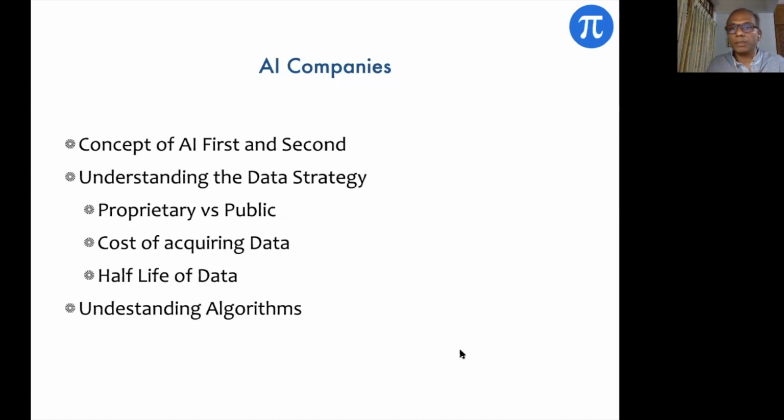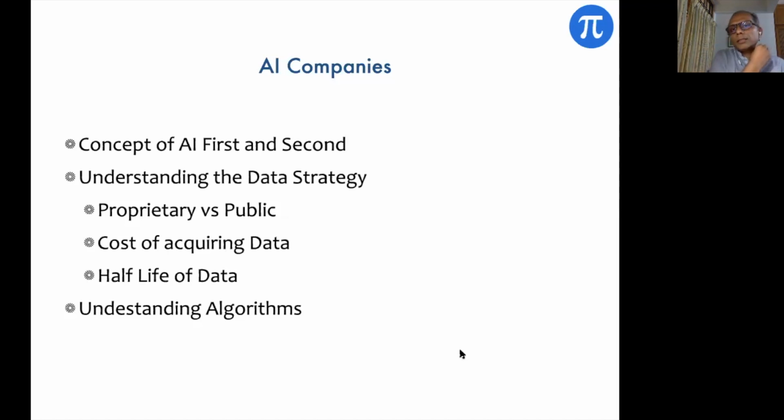Because for an AI first company, I can't build an MVP till I have AI working, and I can't have AI working till I have data, right? So everything gets stacked up. But for an AI second company, because I'm not dependent, I can go out in the market, sell my product, and as the data builds, I can build AI on the back, right? So there are different implications of that in our analysis.